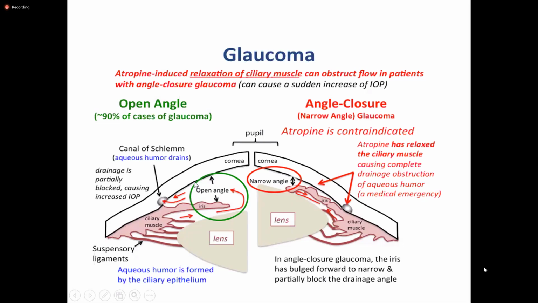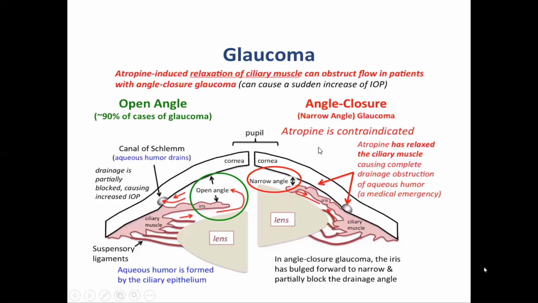And the main pathogenesis behind open angle glaucoma is within the trabecular outflow, because with the increase in age of the patient, there is a degeneration of this trabecular meshwork, and the drainage of aqueous humor by the canal of Schlemm or the trabecular meshwork suffers.